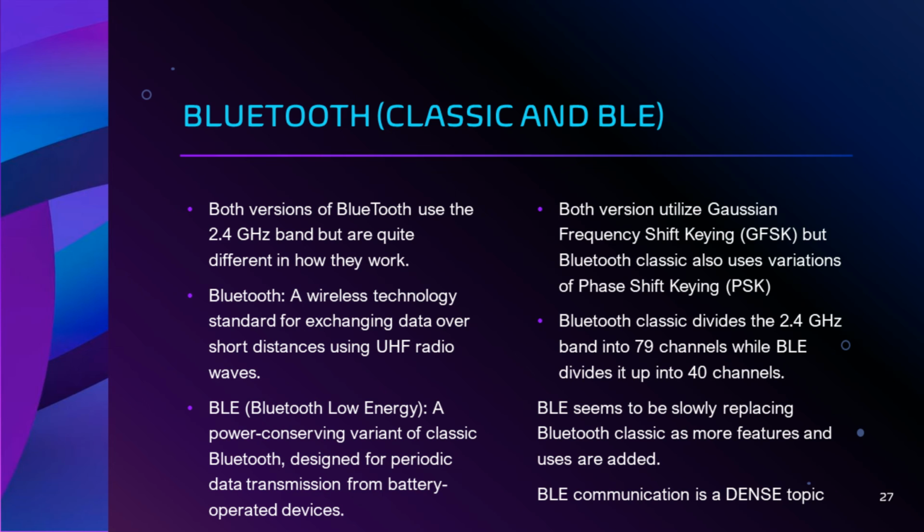Both versions use Gaussian frequency shift keying, and as mentioned earlier by Code All Night, the Flipper can also do this. And Bluetooth Classic can also use different variations of phase shift keying. I think there's 3 different types that it uses. Bluetooth Classic also has channels, and it divides the band into 79 channels, while Bluetooth Low Energy only divides it into 40.